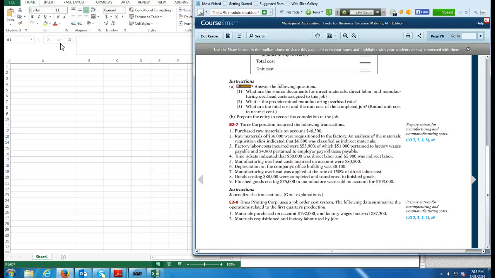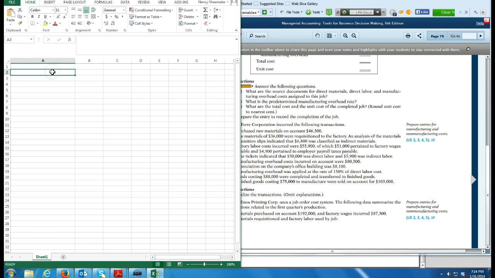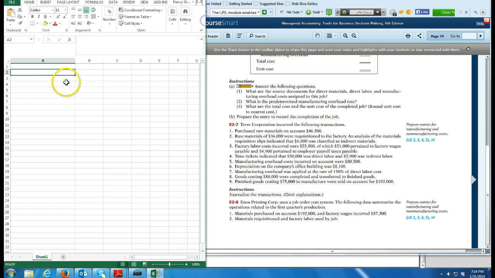Okay, now we're going to take a look at exercise 2.7. Here we're just going to create journal entries. The first problem, or the first portion, is the transaction: purchased raw materials on account for $46,300. Well, if you think about that, purchasing raw materials on account, it's going to be an accounts payable.